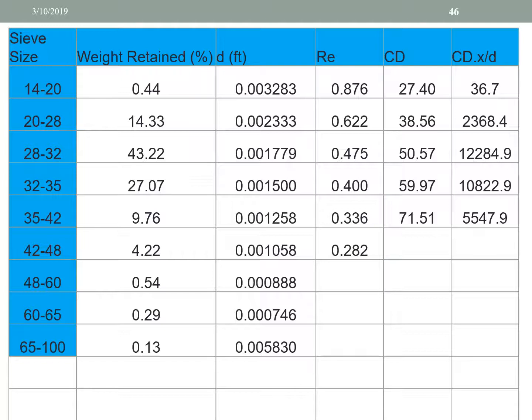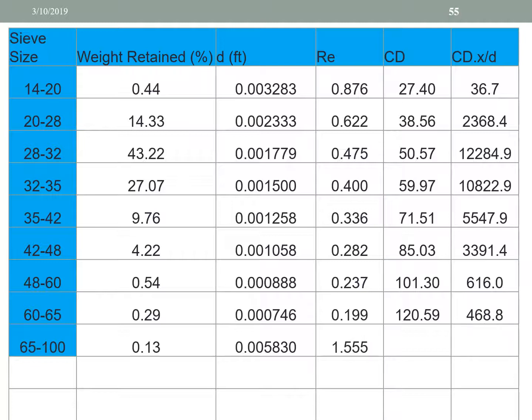Again, the Reynolds number for the next CF, you just change the diameter, it will be 0.282. Still, that is less than 1. The CD will be 85.03, and then CD x over d will be 3391.4. The next Reynolds number will be 0.237, CD will be 101.3, and CD x over d will be 6116. And then again the Reynolds number 0.199, still less than 1. Laminar flow, 24 over the number will be 120.59. The last number will be 468.8.